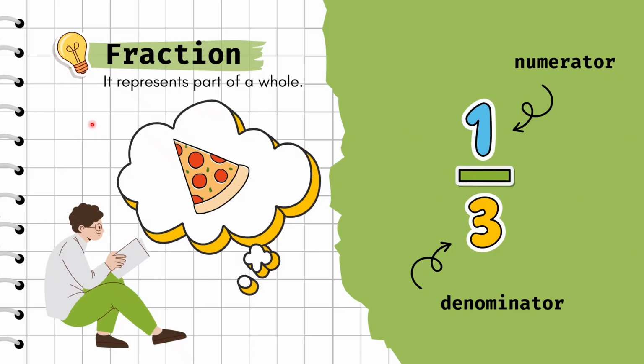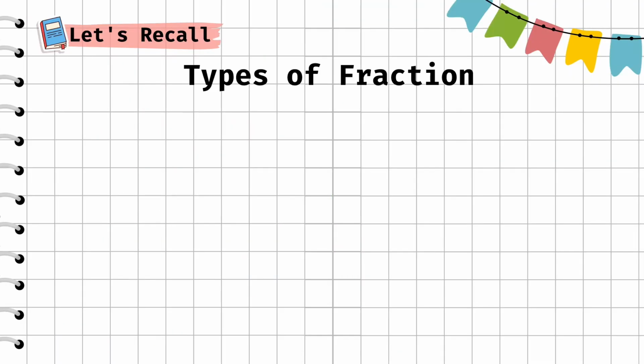When we say fraction, it represents part of a whole, and it consists of two main parts, the numerator and the denominator. When we say numerator, it is the top number which shows how many parts you have. And when we say denominator, it is the bottom number which shows the total number of equal parts in the whole. Let us also recall the types of fractions.